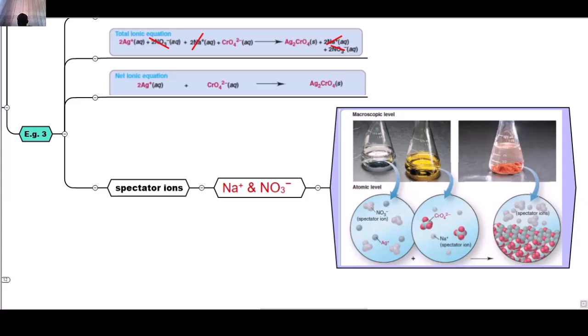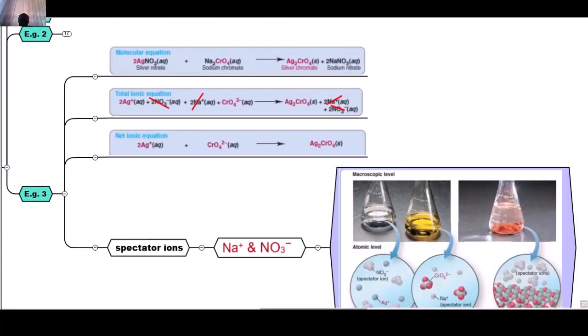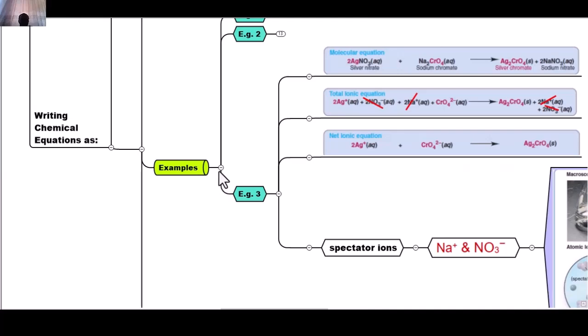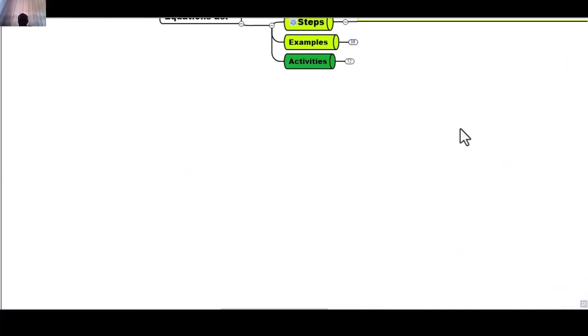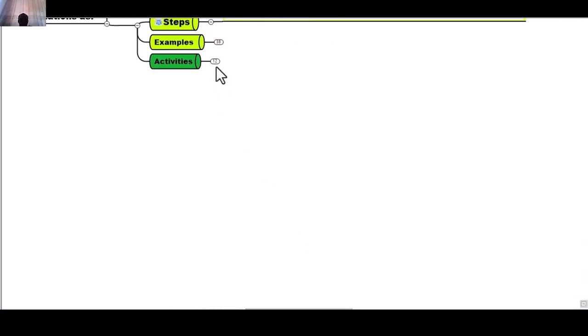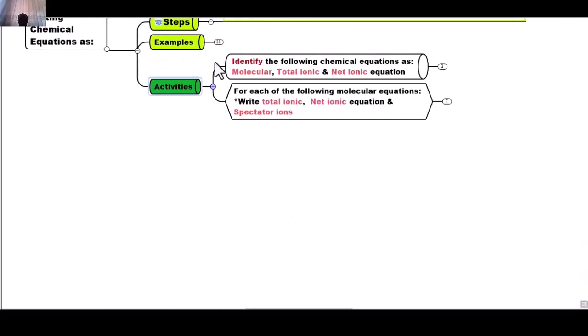So this is the way of writing these 3 chemical reactions. So this is all about writing chemical reactions. Then I will give you some activities to be done by yourself. Do these activities by yourself.